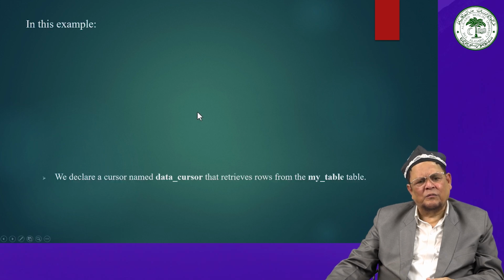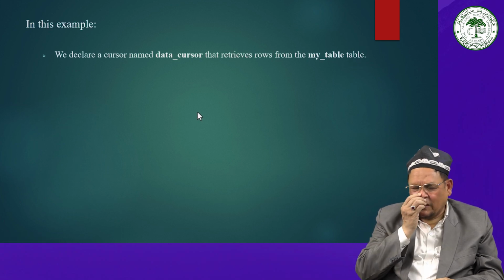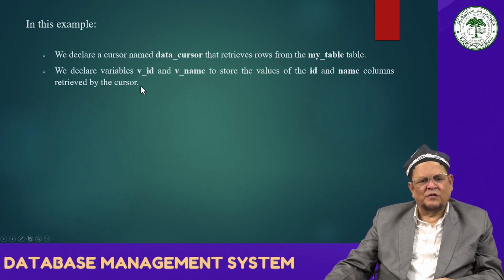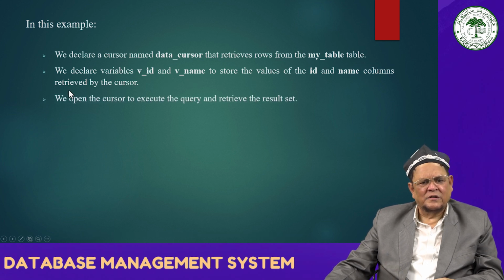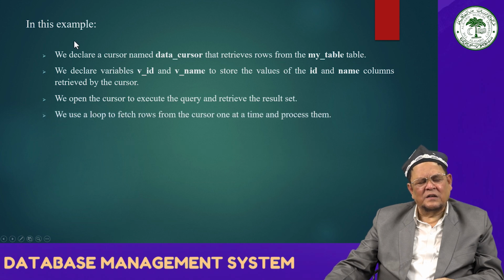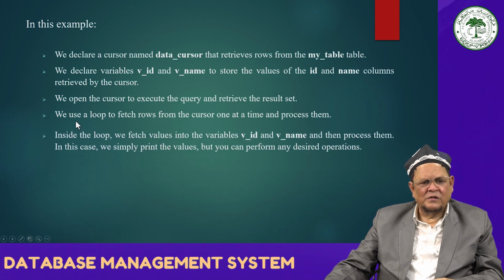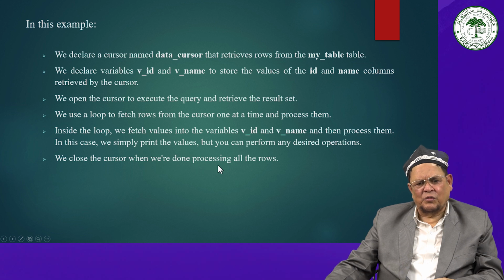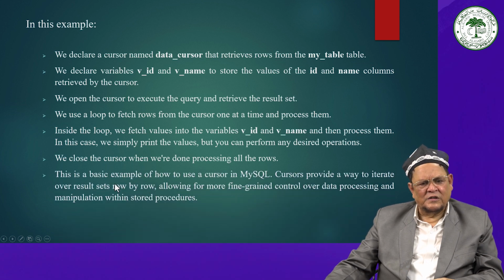For this, I have taken also some example. I tried to explain with the example. We declare a cursor named data_cursor, and it retrieves rows from my table. We declare variables vid and vname to store the values of id and name from the cursor. In the example which I have explained, you can read that these are the steps. Now we close the cursor when we are done processing all the rows. This is a basic example of how to use a cursor in MySQL.